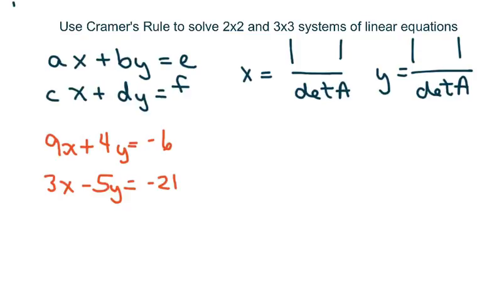Hi everyone, we're going to use Cramer's rule to solve 2 by 2 and 3 by 3 systems of linear equations. So basically I have an example here that goes with this. What you do is you take the determinant of A, and then for x, we're going to put in our y values, B, D, but since we're solving for x, I'm going to put in E, F here. I'm going to do an example in just a minute so you can see.